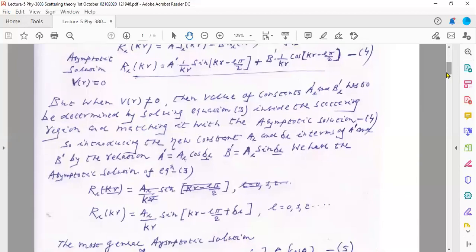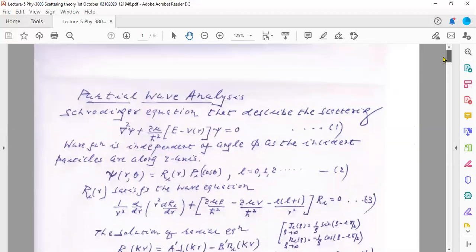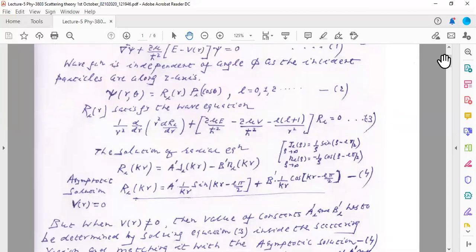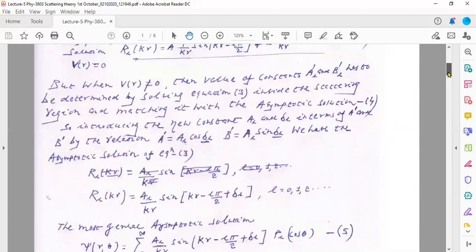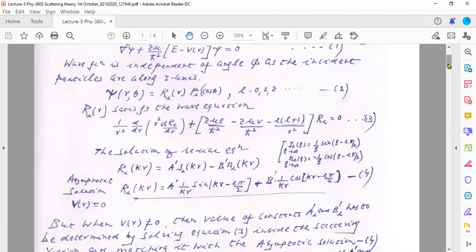And the other part, which I have ignored, is because of the Neumann function: 1 upon KR cosine of KR minus L pi by 2. You look at this. This is because of the Neumann function, and you know that the Neumann function is infinite when rho is 0. You look at the argument which I mentioned here, rho. When rho tends to 0, NL of rho is infinite.